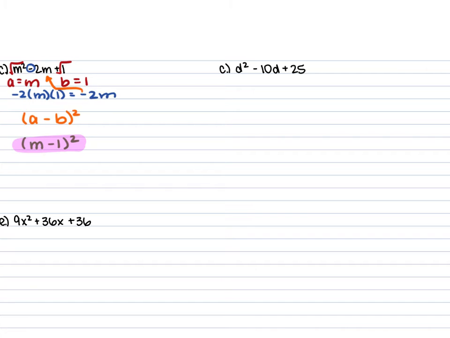In example D, we have d squared minus 10d plus 25. So again, I can take the square root of that d squared, it gives us d. I can take the square root of that 25, it gives us 5. The sign on our middle term is negative, so if I do a negative 2 times d times 5, we get negative 10d, which is the same term as that middle term. So that middle term was negative, we can use a minus b to the second power. This gives us d minus 5 squared.